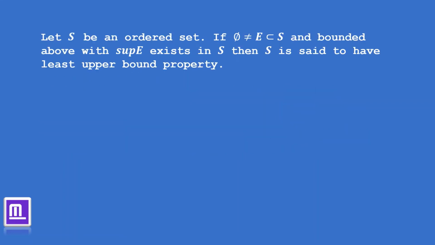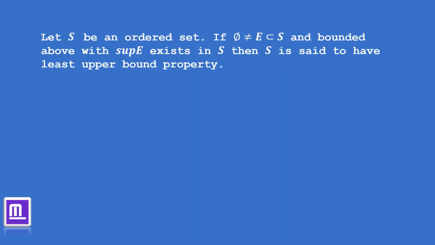Now we shall define this least upper bound property. It is very simple. S should be an ordered set here, and E should be a subset of S, and it should not be the null set, and E should be bounded above. If the supremum of E exists in S, then S is said to have the least upper bound property. This is the property we are missing in the set of rational numbers.